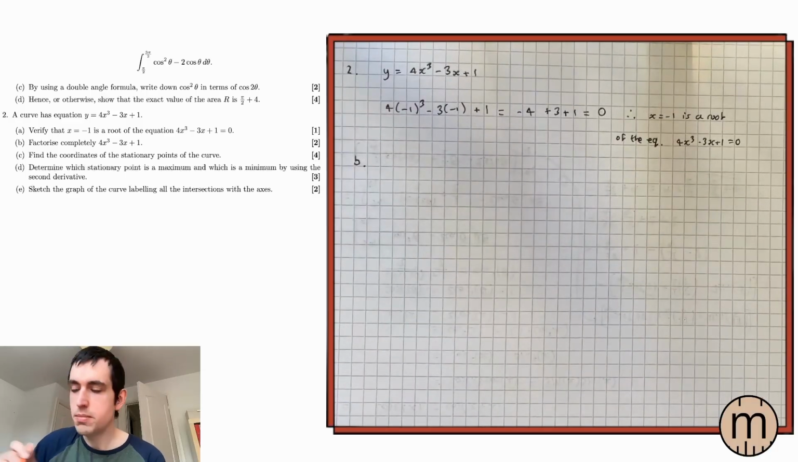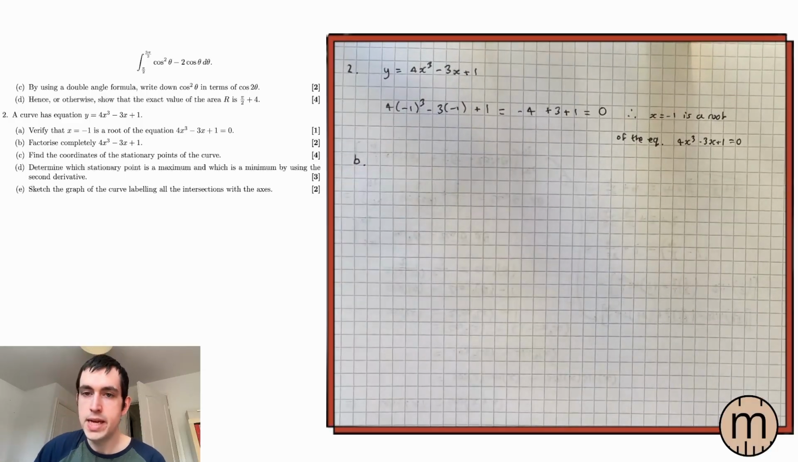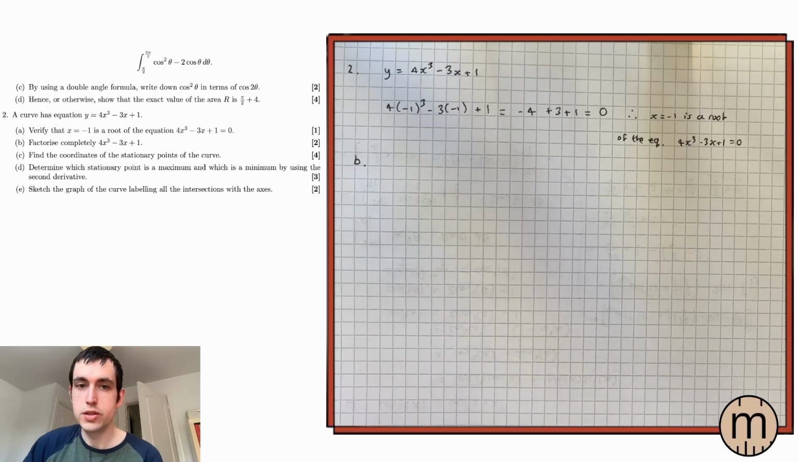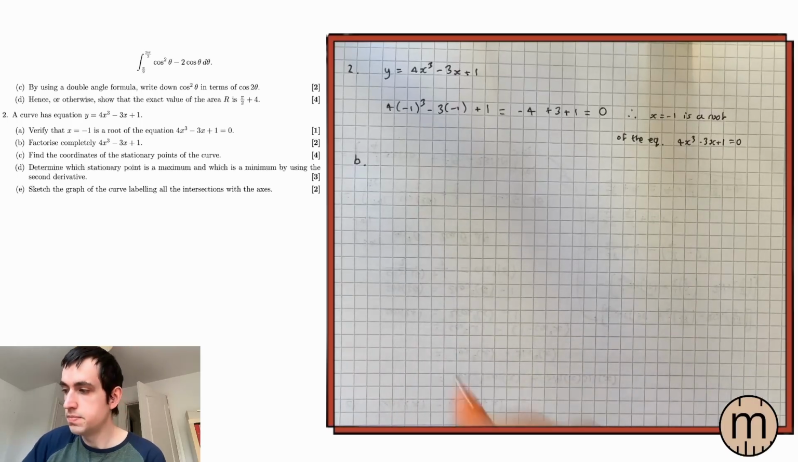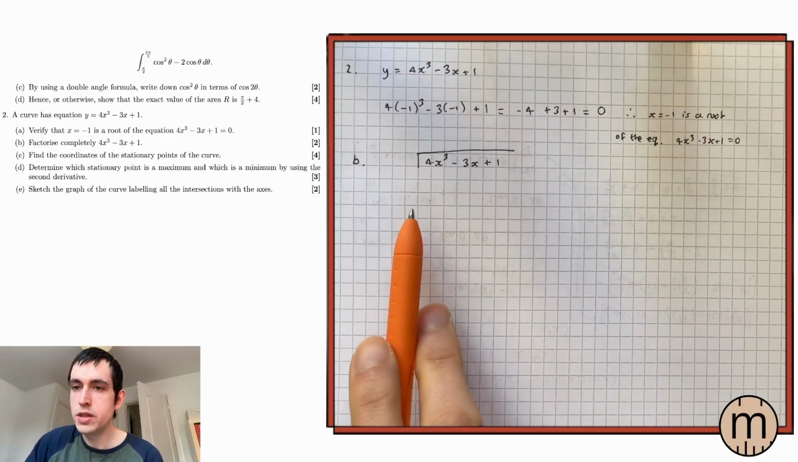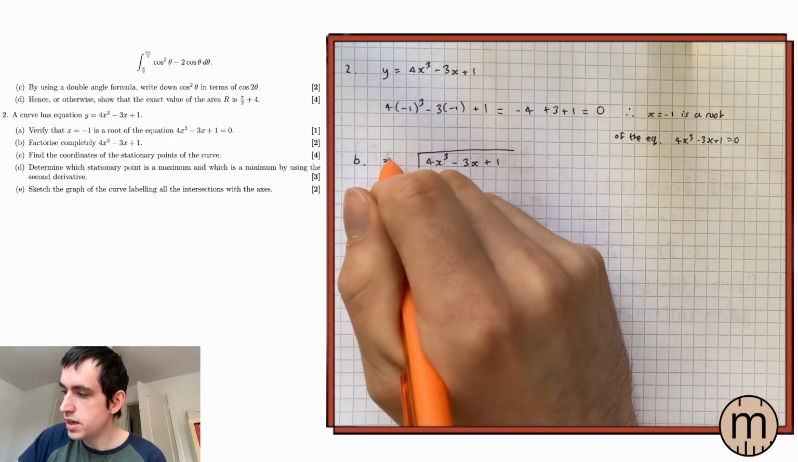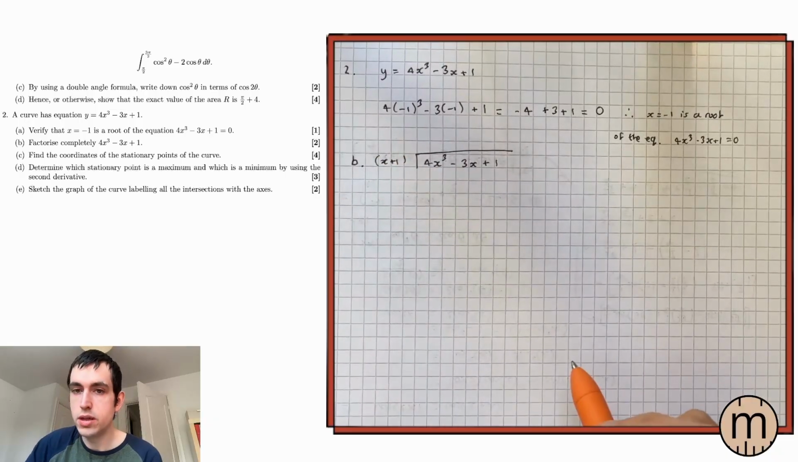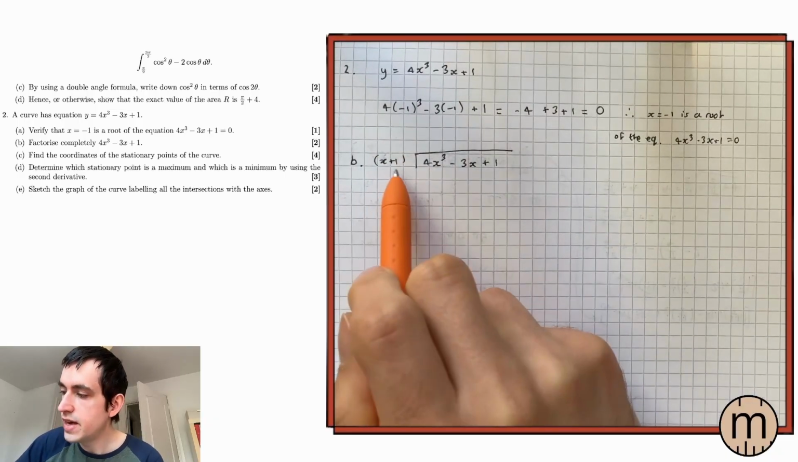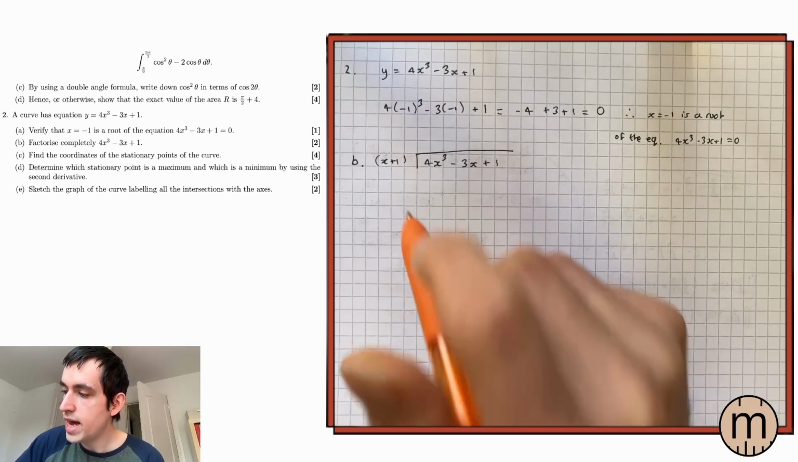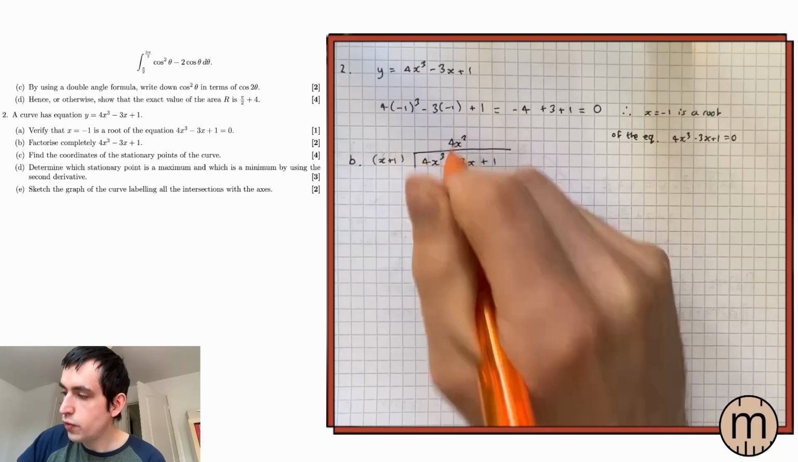Let's do part B, factorize completely. So to factorize completely, you may have a method where you can just write out one factor and then the quadratic, and then factorize the quadratic. That's fine. I'm going to do it with polynomial division just to show you that it can be done. With polynomial division, if x equals minus 1 is a root, we need to add the 1 to both sides to show that x plus 1 is one of the factors. If x plus 1 is one of the factors, then what do we times x by to get to 4x cubed? That's going to be 4x squared.